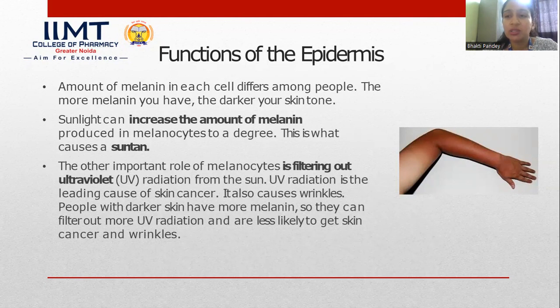UV radiation generally causes skin cancer. It also causes wrinkles. People with darker skin, as we all know, have more melanin in their skin, so they can filter out more UV radiation and are less likely to get skin cancer and wrinkles.